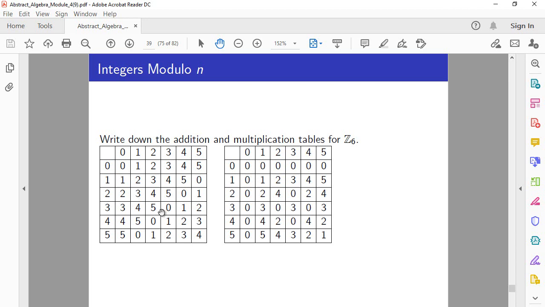What else? Okay, 0 here. So notice that 3 and 3. 3 plus 3 is 0. So you can say that the additive inverse of 3 is itself, 3.